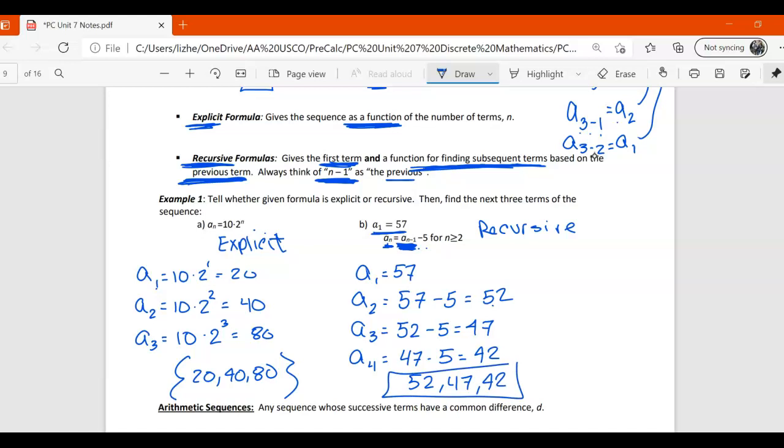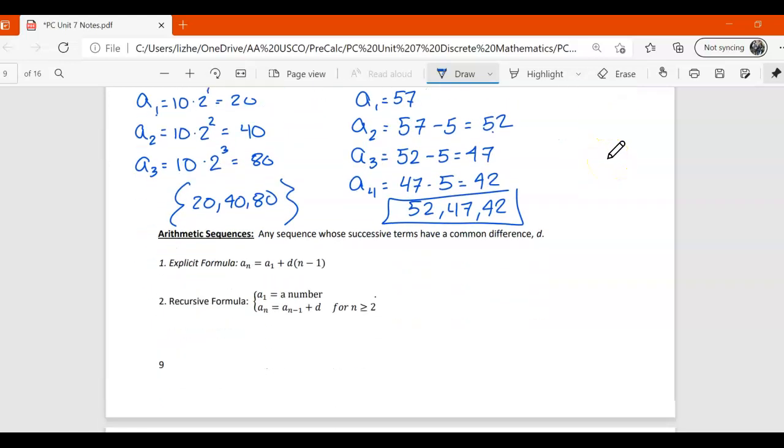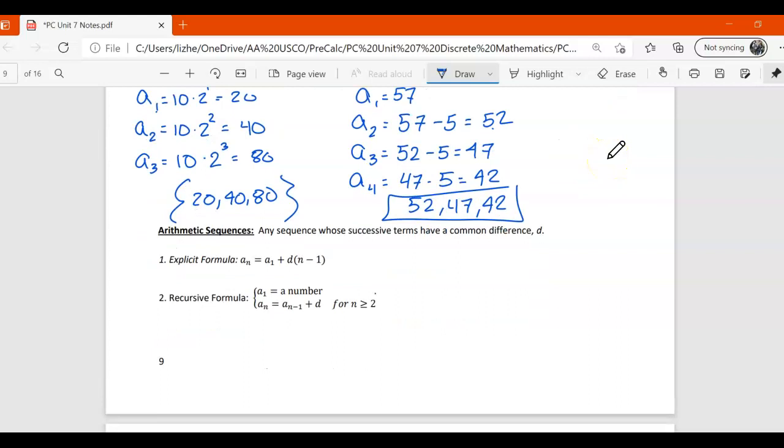All right. Next, we have arithmetic sequences. Any sequence whose successive terms have a common difference. So this is going to be plus or minus. D is very important. You can see the D here. You can see that same D here. So you have to find your D value.